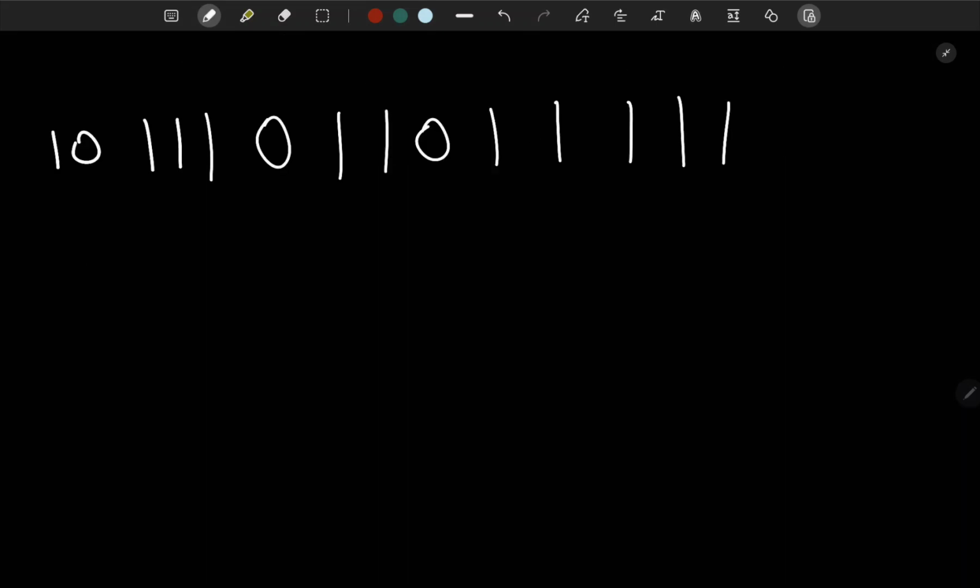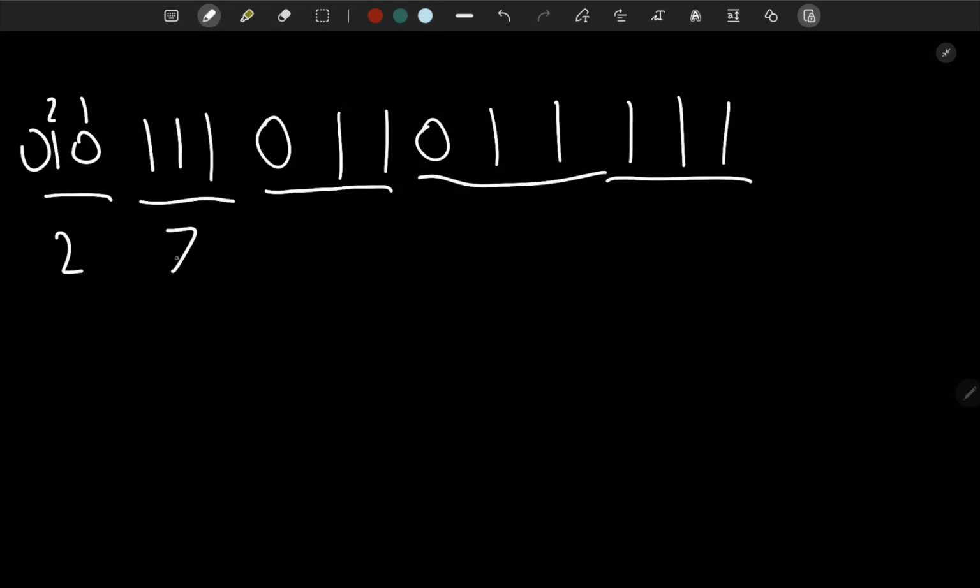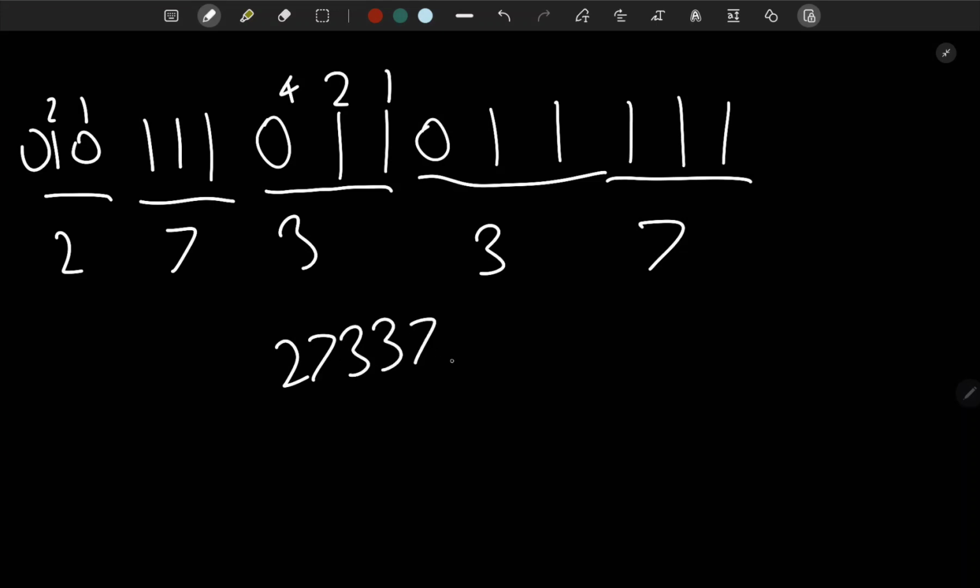So you can pause the video and try to do this example yourself. So let's start again. This is the first 3, this is the next 3, this is the next 3, this is the next 3, and these are the last 2, and you can add in 0 because that does not matter. So now let's start converting these. So this is 1 and 2, 2, this is going to be 7, this is going to be 1 and 2 and 4, so 2 plus 1 is 3. Here we have again 3, and the last one is just 2, and the final answer would be 27337 base 8.